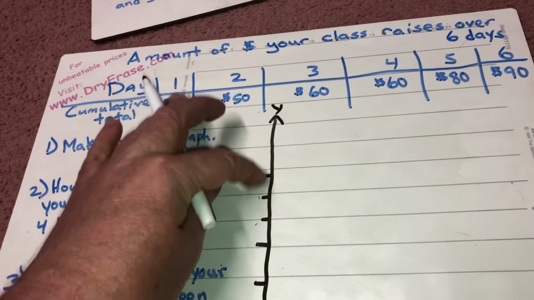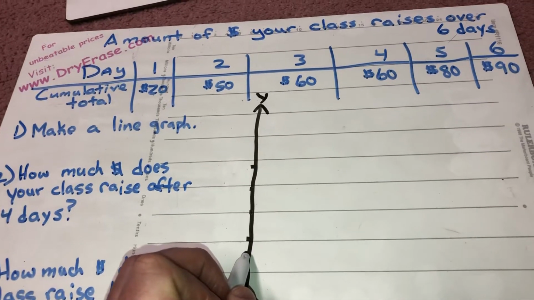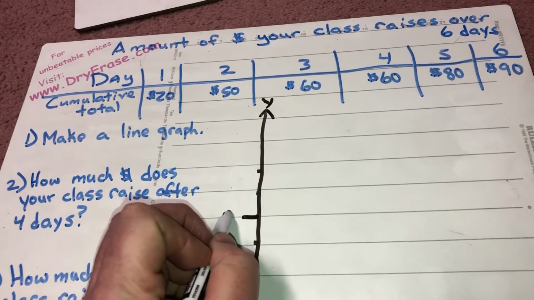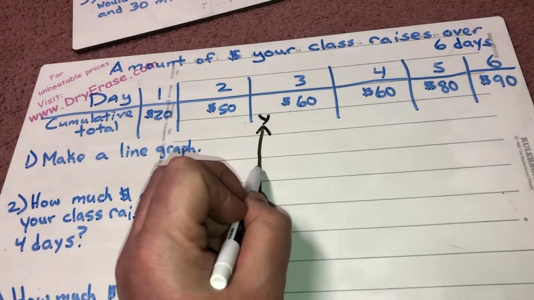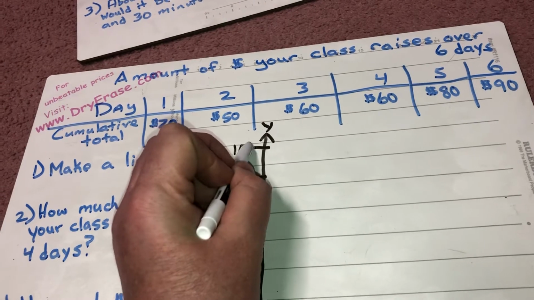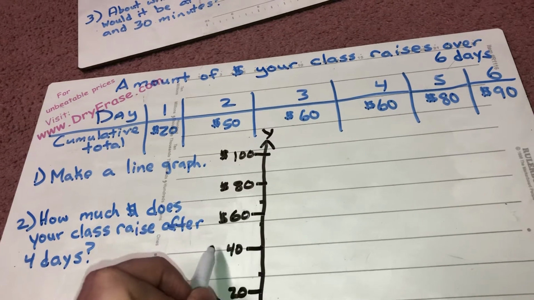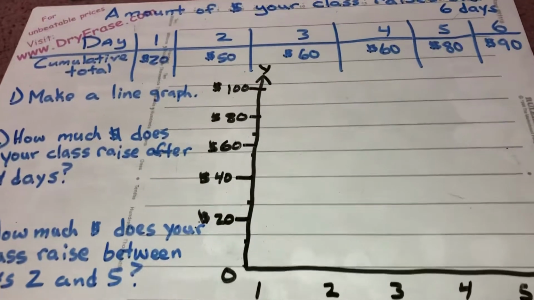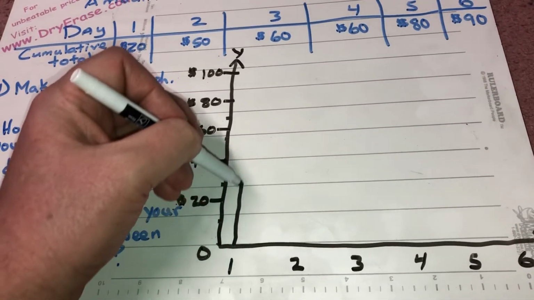I'll tell you what we're going to do. We want to have it evenly spaced. We're going to do this a little bit differently. We're going to go 20, 40, 60, 80, 100. And we go ahead and put the dollar signs. All right. So there's our graph, and we're going to go ahead and bring our lines up.